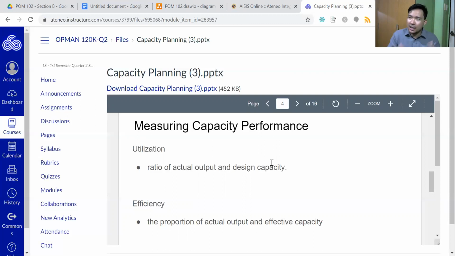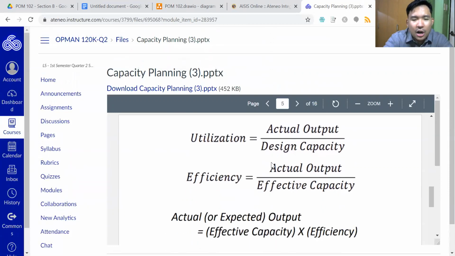Because if the capability of this process is 100 and I'm only utilizing maybe 80% of it, then my utilization would be 80%. Efficiency is the proportion of actual output and effective capacity. So it's basically the same, except instead of using design capacity, you're using effective capacity. Here are the formulas for getting utilization and efficiency. It's very, very straightforward. What's important here is getting the essence of it and what it means. It's about measuring how well the performance of the process is doing.